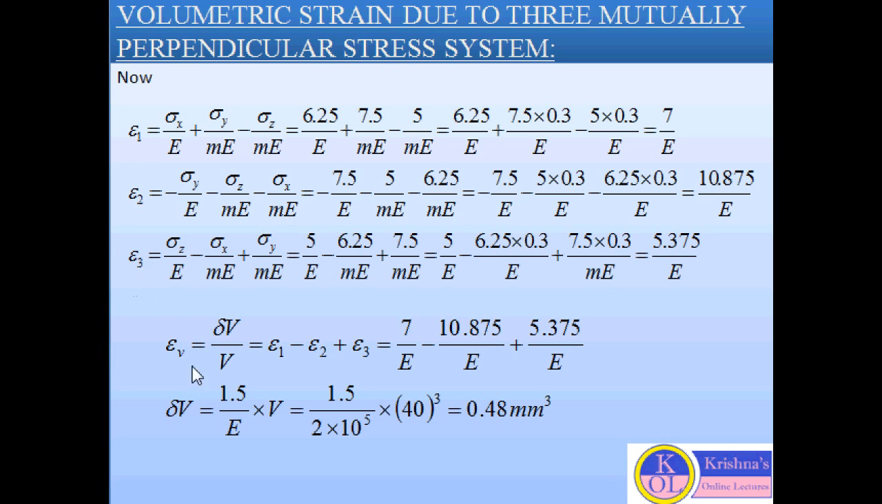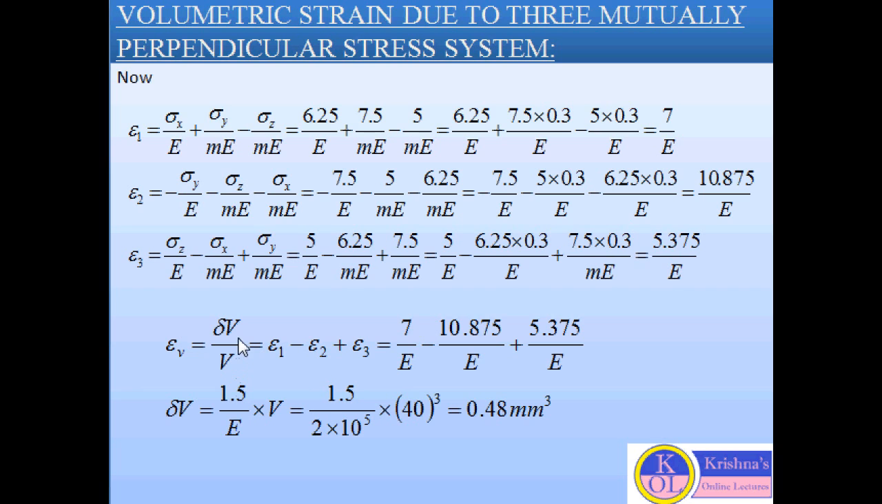To find out the volumetric strain, we have to put these values of eta 1, eta 2 and eta 3 in this equation. The general equation for volumetric strain is eta v equal to del v by v equal to eta 1 plus eta 2 plus eta 3. But here the sign convention for eta 2 is negative, because of compressive force. So the sign of eta 2 will be negative here. If we put all the values here, we can find out the value of del v by v.